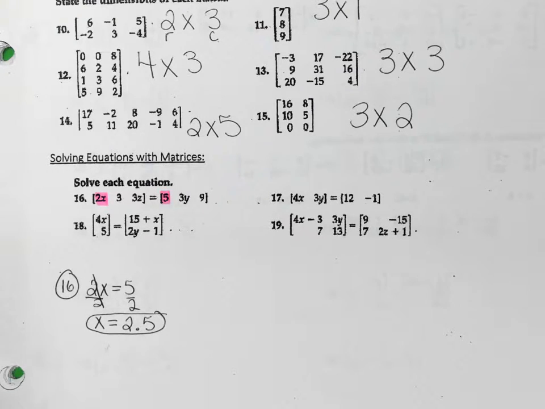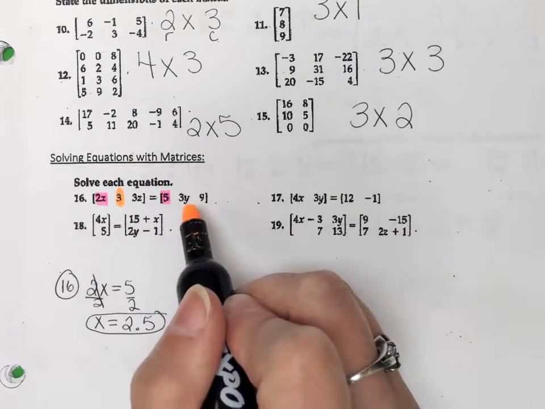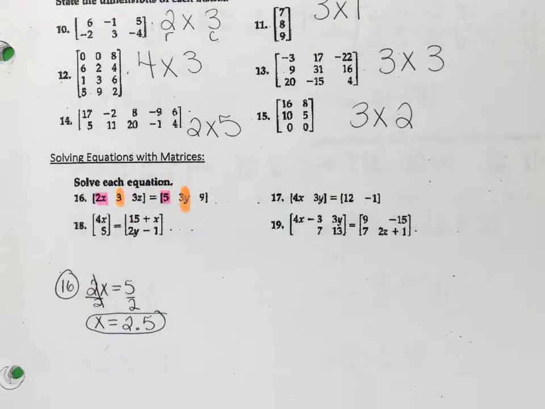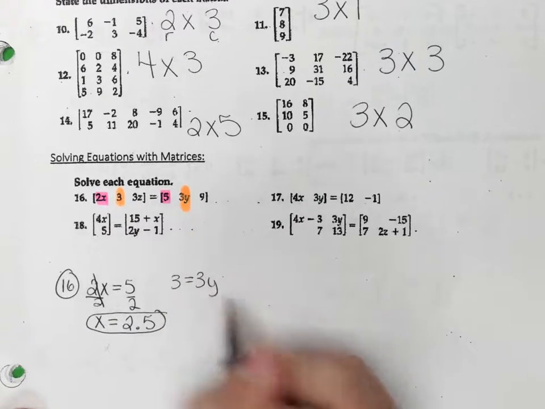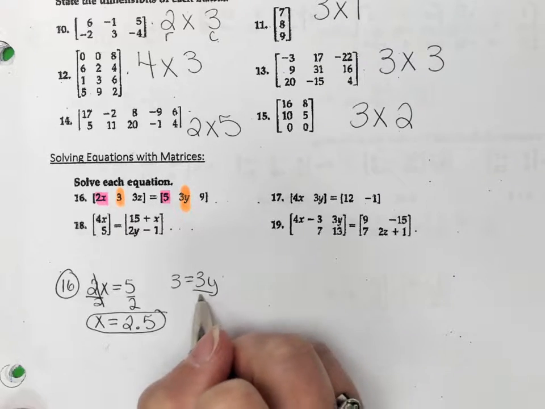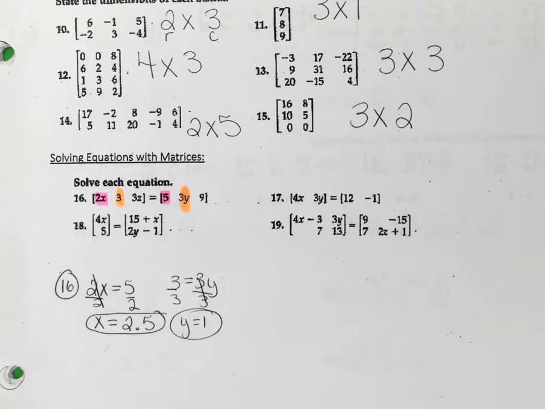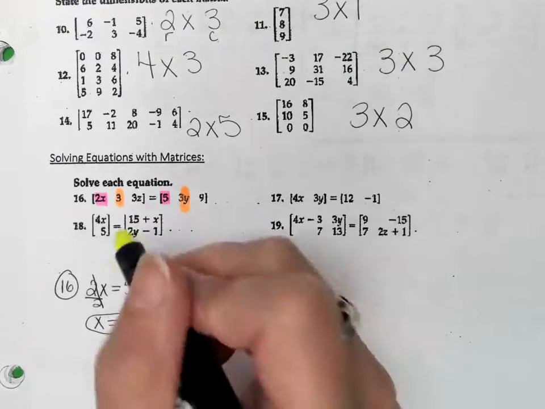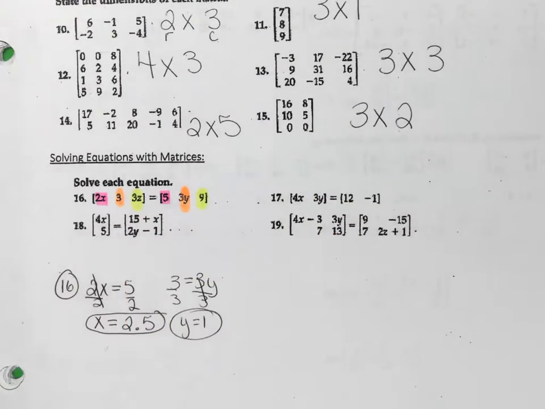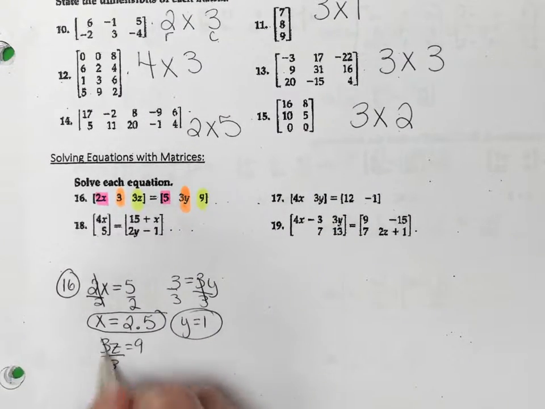All right, I got another letter. So let's see what we got next. 3 is the next one, right? So what's the next one on the other one? 3y. So I can say 3 equals 3y. And then how do I get y by itself? Divide by 3. Y equals 1. All right, last one. Let's see, 3z equals 9. And then divide by 3.